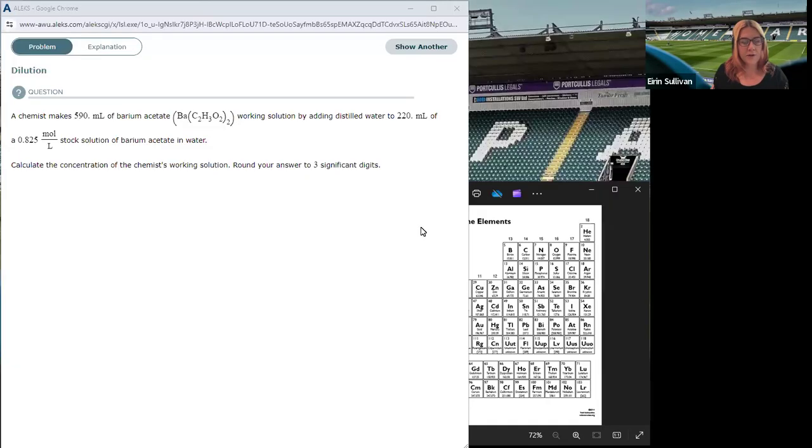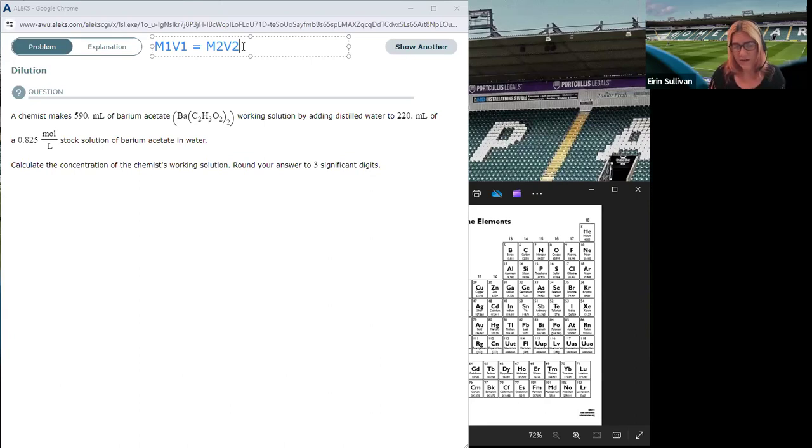So for any dilution calculation, the clue is seeing words like concentrated solution, dilute solution, working solution, stock solution, that kind of thing. You are going to use the formula M1V1 equals M2V2. Or alternatively, MI for initial, VI, MF for final, VF, or M conc, V conc, M dilute, V dilute.